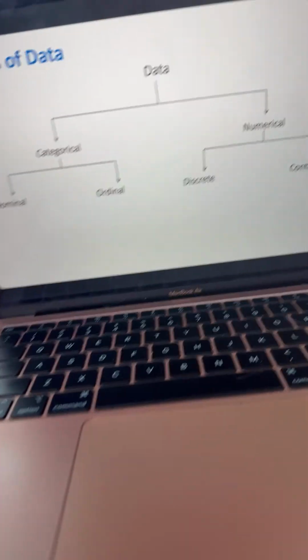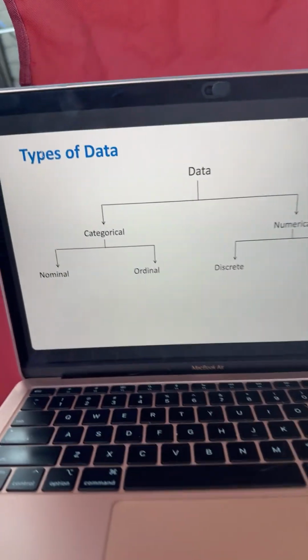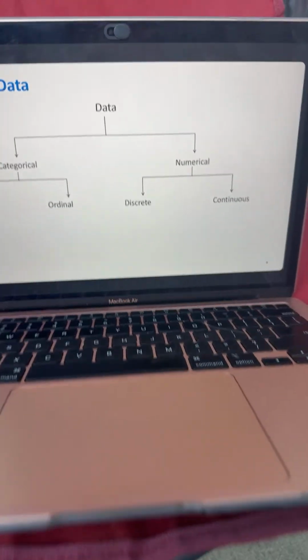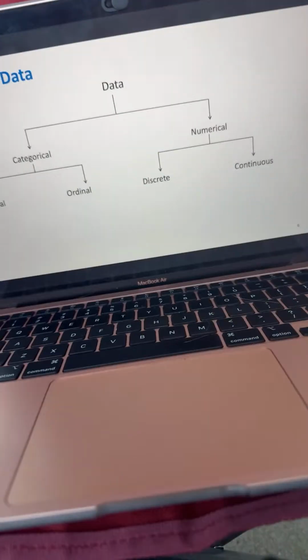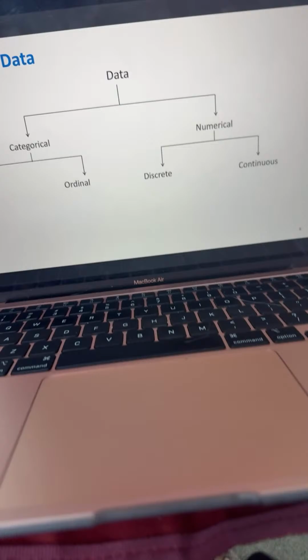Right, so these are the few types of data we have. We have categorical and numerical. Categorical is the one that's nominal and ordinal, and numerical is one that's discrete and continuous, which makes sense, right? Because continuous and discrete is how you structure numbers, right? You have continuous numbers and you have discrete numbers. Nominal and ordinal are types of categorical data.